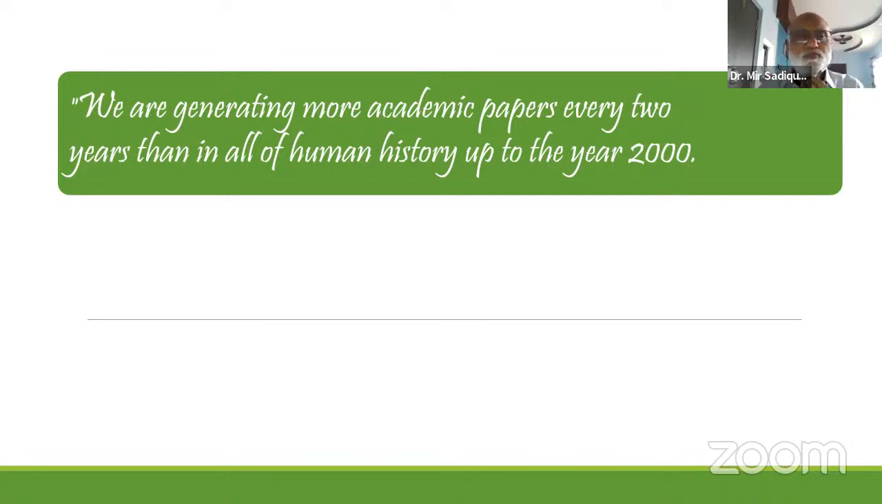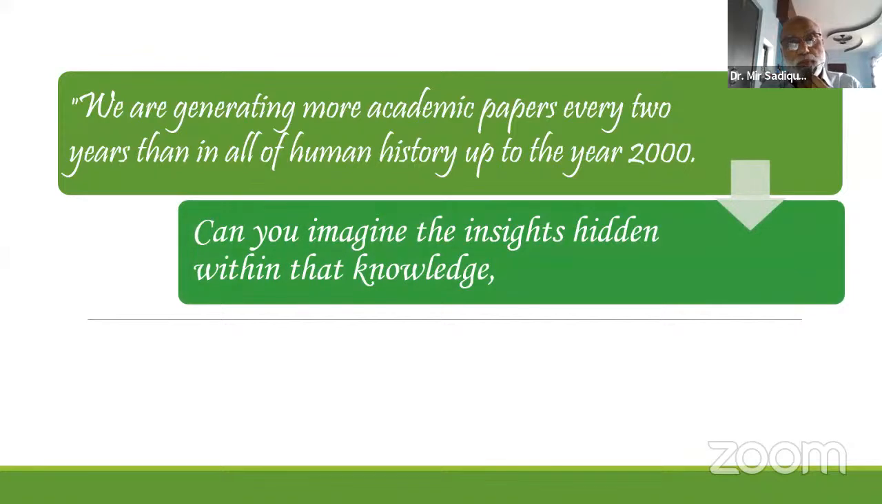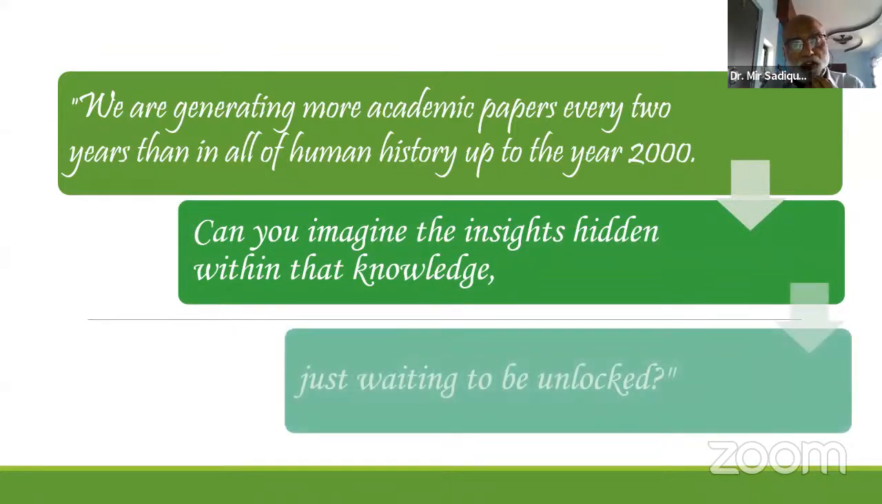Do you know this? I repeat it. We are generating more academic papers every 2 years than in all of human history up to the year 2000. How much is the overload you can see? It is known as combinatorial explosion in AI terminology. More and more academic papers are coming up, a huge number, millions and trillions. Can you imagine the insights hidden within that knowledge?